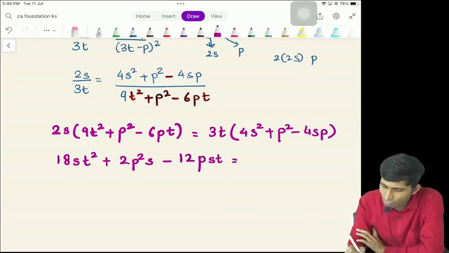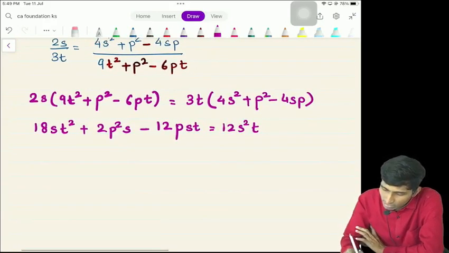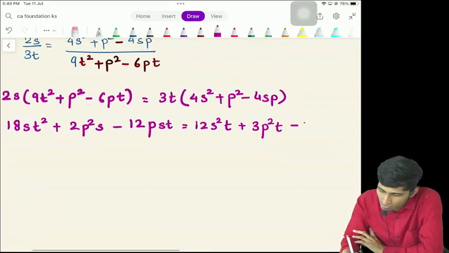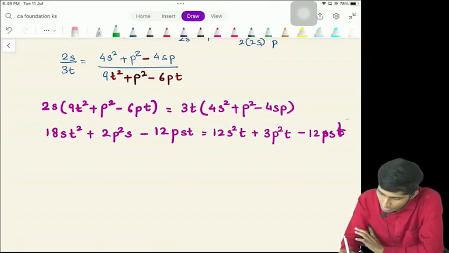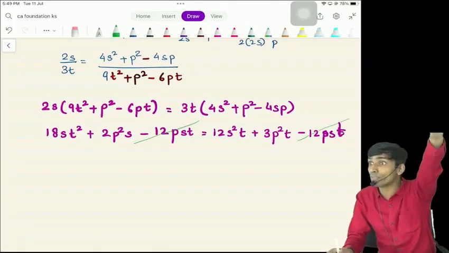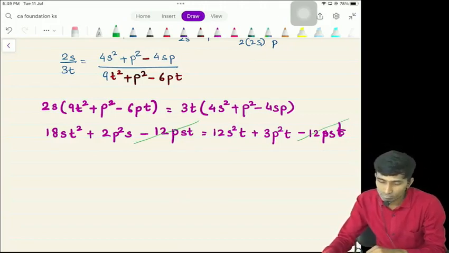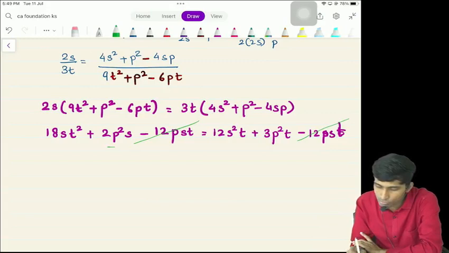12 pst. I am going in alphabetic order. 4 3s are 12 s square t plus 3p square t, minus 12 pst. Can you see pst same? Here 12 pst, sign is also same. Sign should be same, then only you can cancel. Is this clear? Now I will take p square on a single side. Can you see p square here also, and here also? Here we also have s t square and s square t.